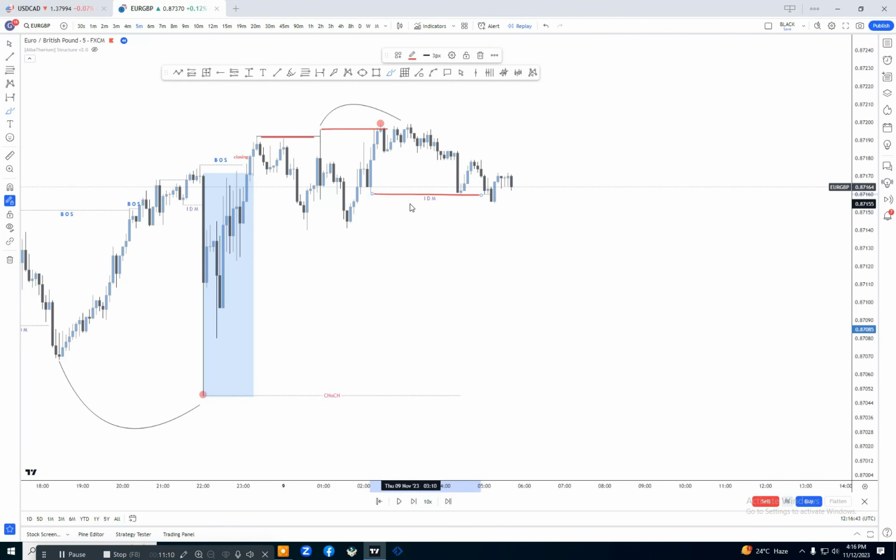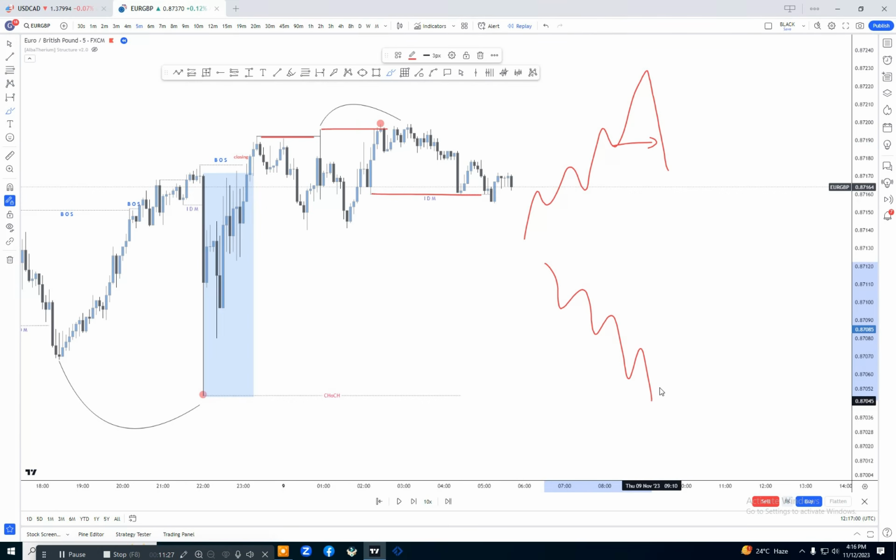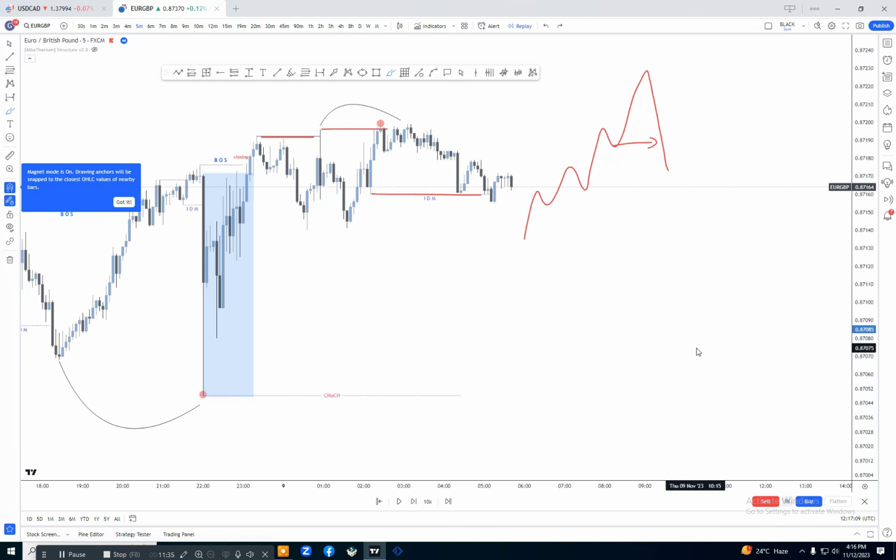For a change of character, the market needs to break the previous confirmed high or confirmed low. If the market continues pushing to the upside like that, the market at least needs to close below the previous lower low. If the market continues pushing to the downside, then the market at least needs to close above the previous confirmed lower high for confirmation of the change of character.